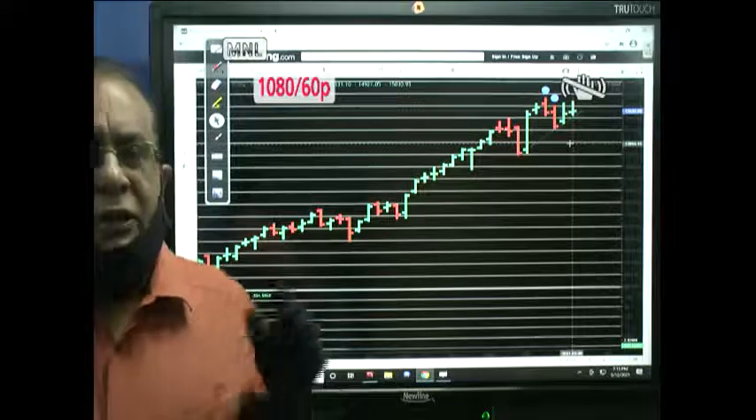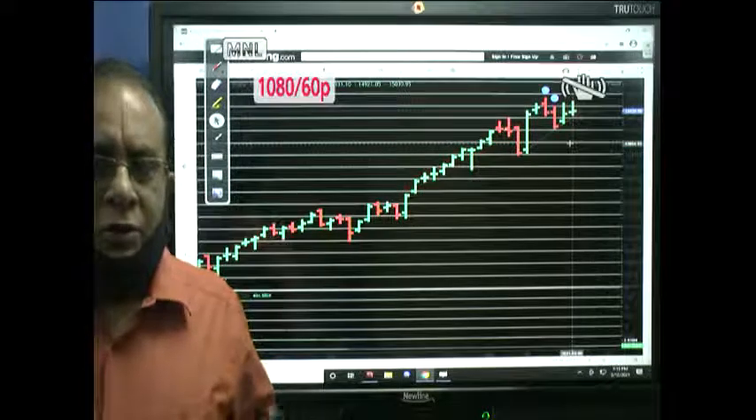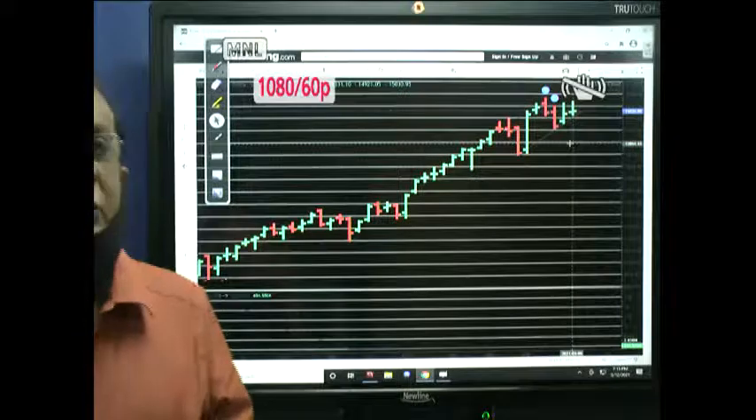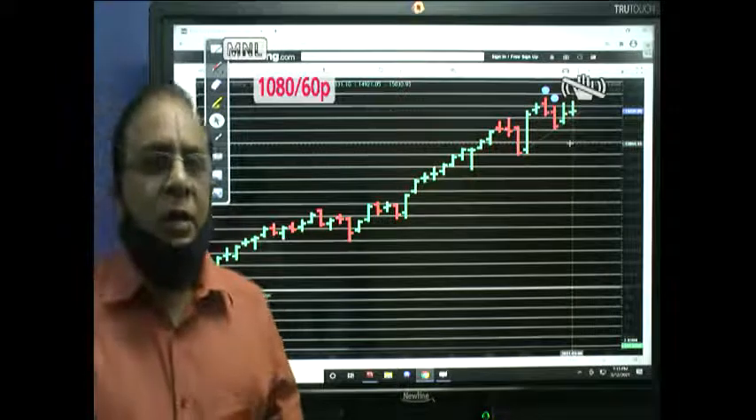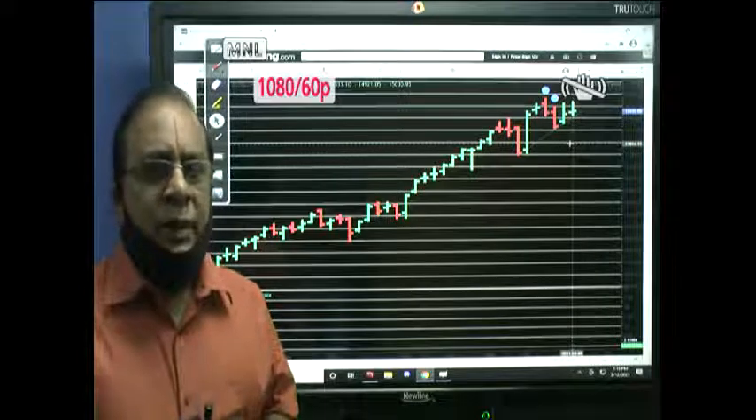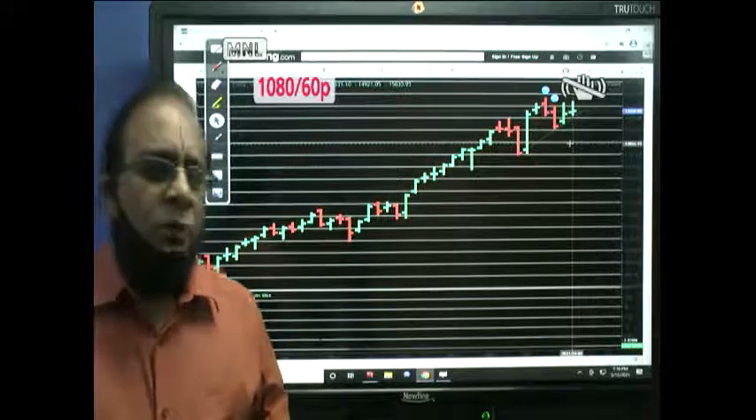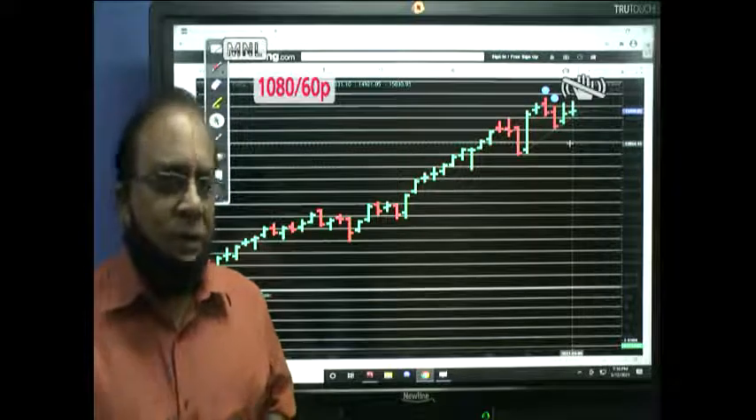So if you are an investor, then you should always add your positions at some of these moving averages, the 50 moving average, 100 moving average, 200 moving average, because you get a chance to average it out at these particular levels. And if it falls below the 200 moving average also, after some time it will come back. So there's nothing to worry about. The market will come back at some stage.